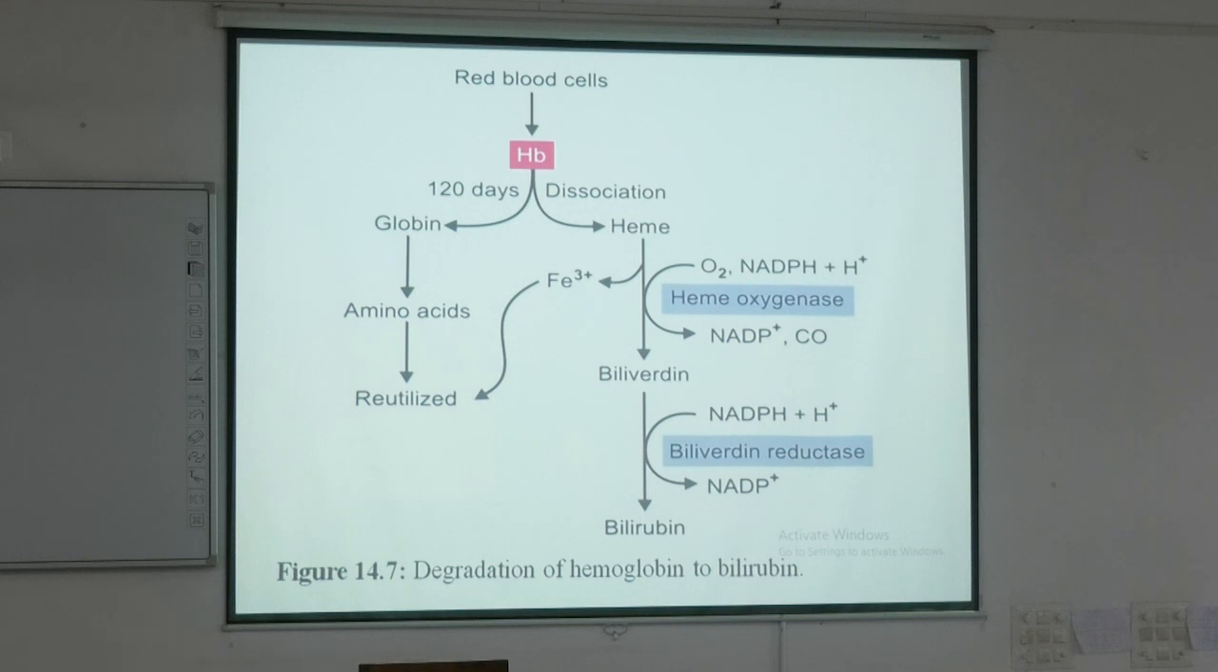Yahan tak clear hua? Degradation? Isme kuch nahi tha samajhne ka. Aapka hemoglobin RBC ki 120 days hai. 120 din baad RBC apne aap spleen mein breakdown hui. Us breakdown mein kya hua? Protein part alag ho gaya, iron molecule alag ho gaya. Us molecule ne pehla jo step banaya woh kya banaya? Biliverdin banaya. Aur biliverdin reductase ki sahayata se usne kya banaya? Bilirubin. Now we will ask this, is it indirect or direct? Is it conjugated or unconjugated?